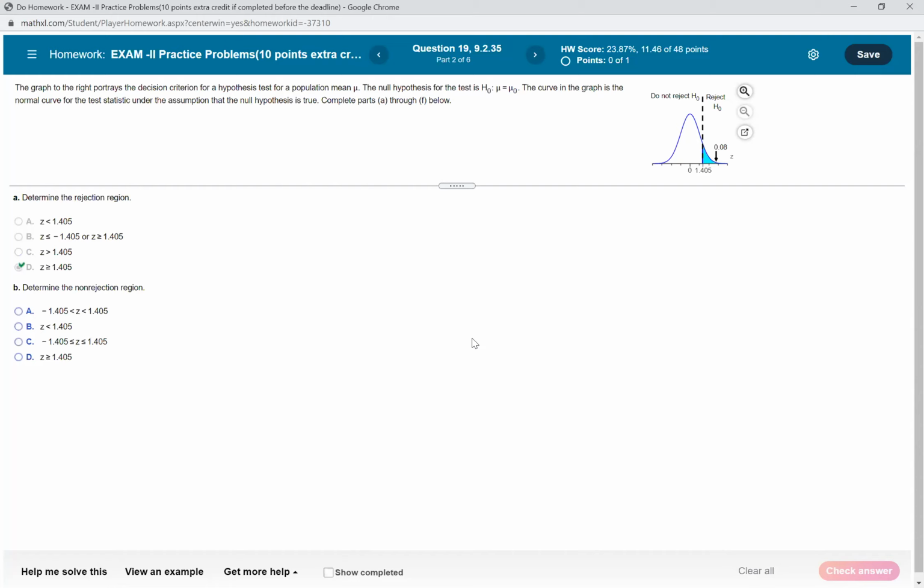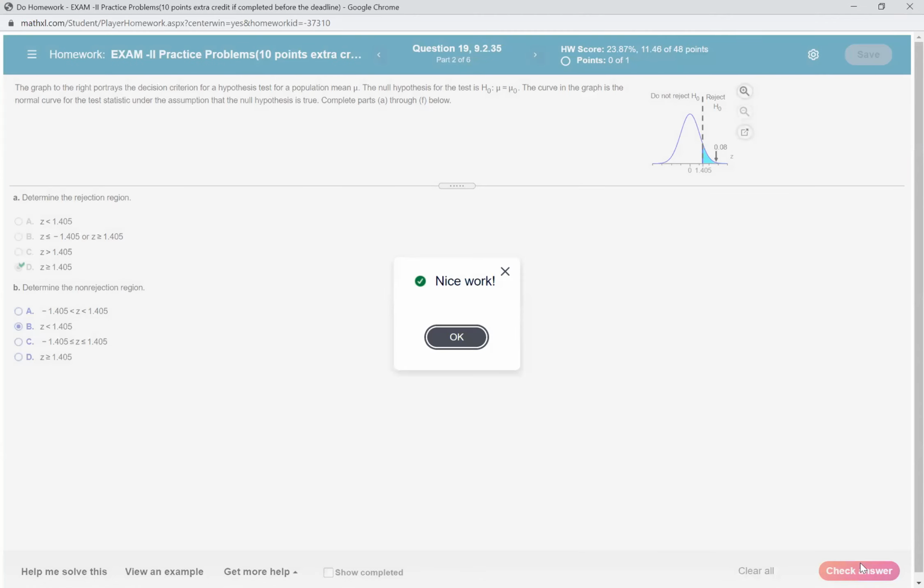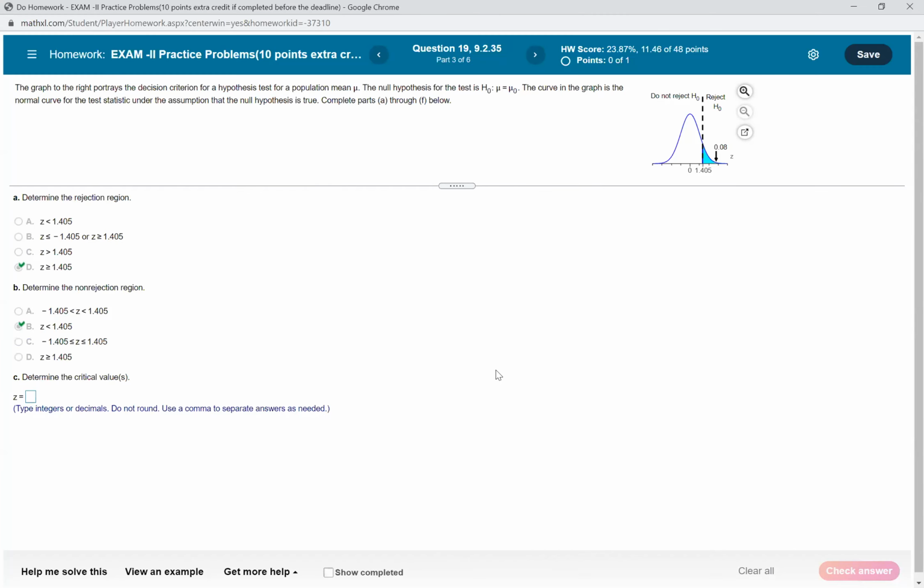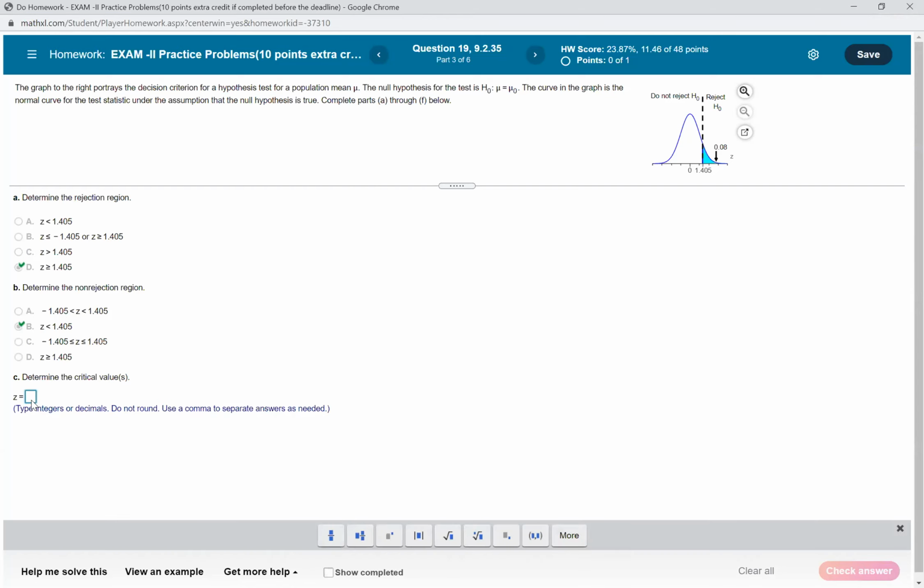So determine the non-rejection region. We reject when z is greater than or equal to this one, so the non-rejection region will be the opposite of this, meaning z is less than this number. Okay, so determine the critical value. The critical value is this one, which divides the normal curve into two areas, the rejection region and the non-rejection region. So this number divides the normal curve into the non-rejection and rejection regions. So it will be 1.405.